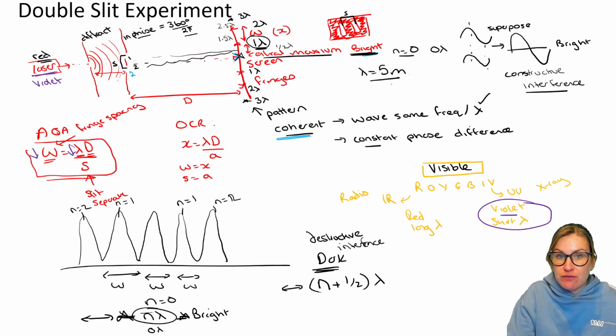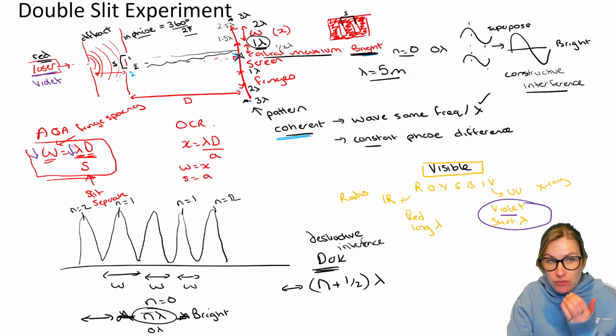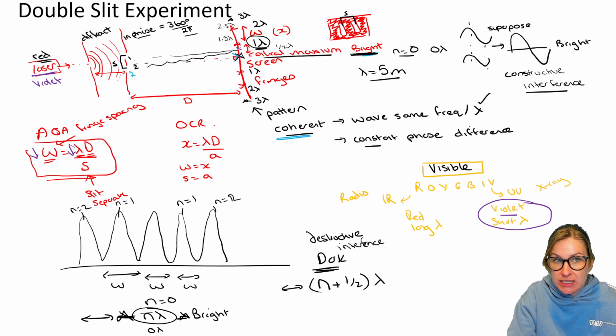So what that means is if W before was this separation, because it's decreasing, all of my brights are going to be much, much closer together now. So my fringe pattern gets much closer together. So again, W is going to decrease.